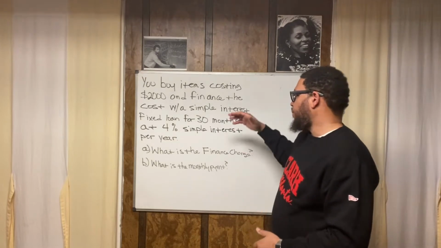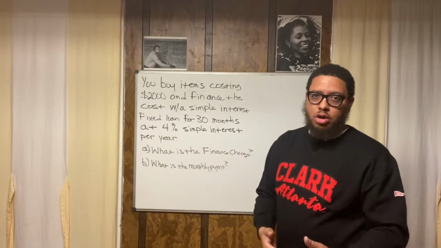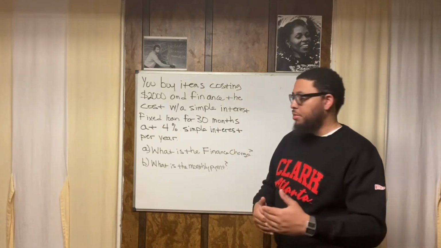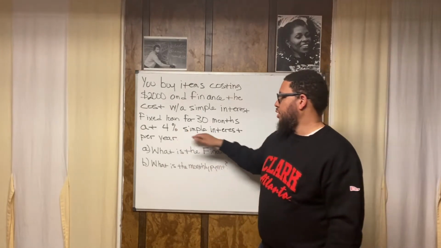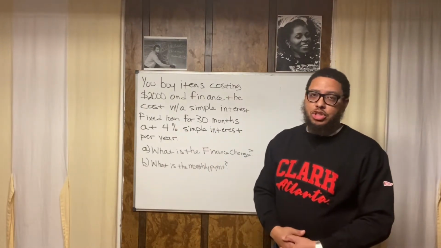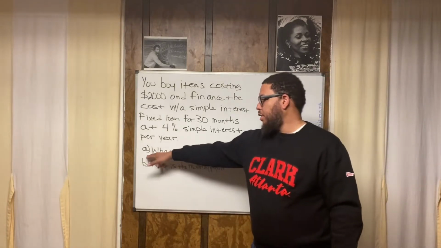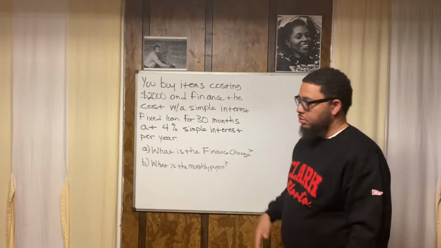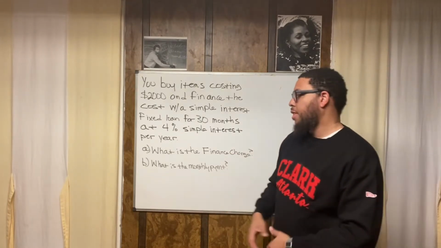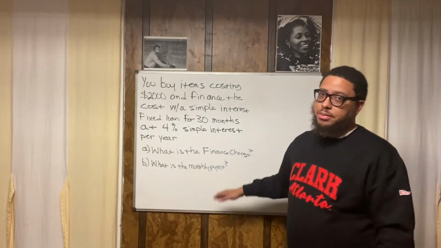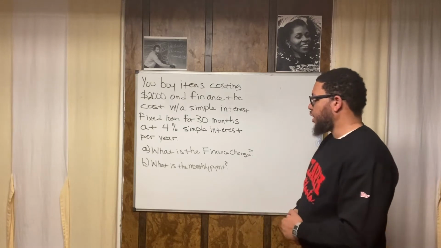All right. So for 30 months, right? That means you got a 30-month time period to pay the loan off, right? You're going to be making monthly payments for 30 months at a 4% simple interest per year. So 4% simple interest, that's the interest rate that you're being charged, okay? Now, these are the two questions for us. Letter A, what is the finance charge? We got a formula for that. I'm going to show you step by step how to figure out what the finance charge is. Letter B, what is the monthly payment? I'm going to also show you how to do that, all right? Based on the information that we come up with.